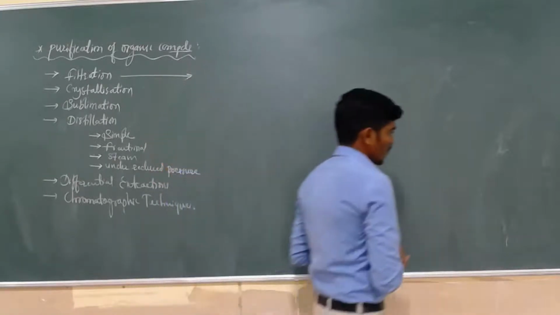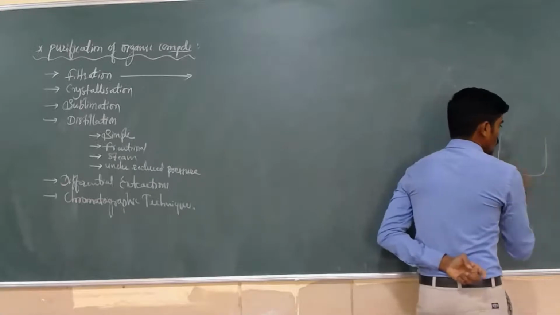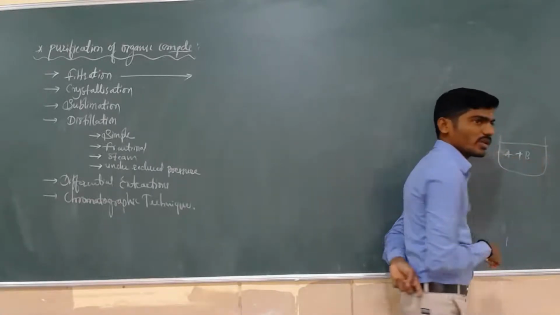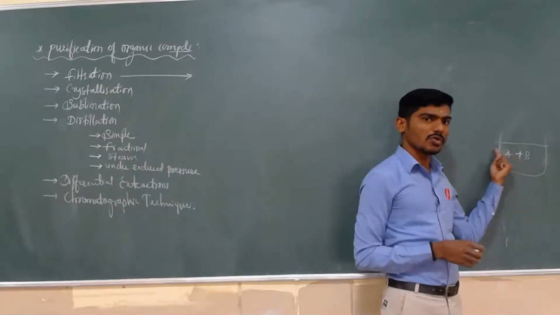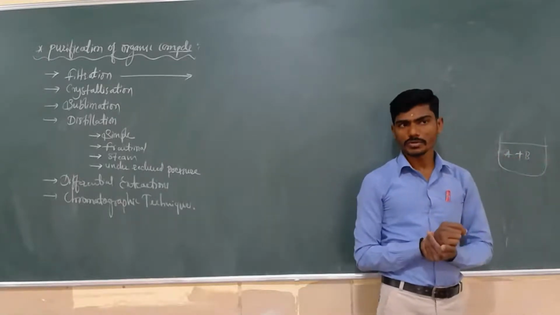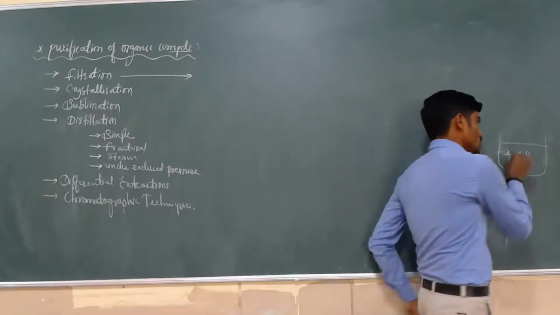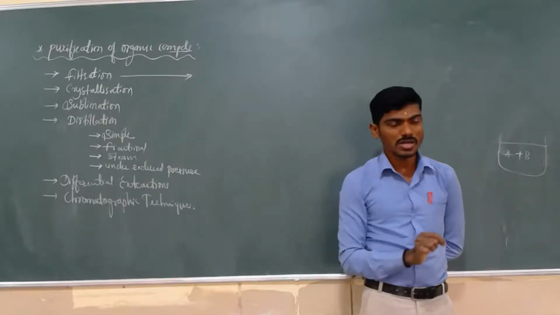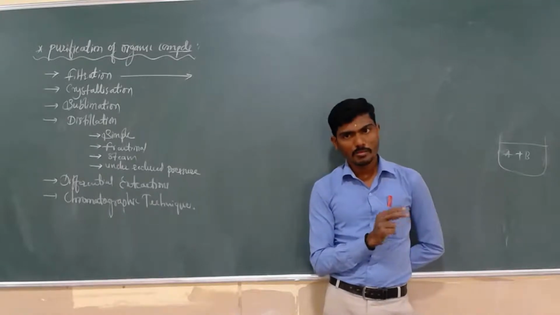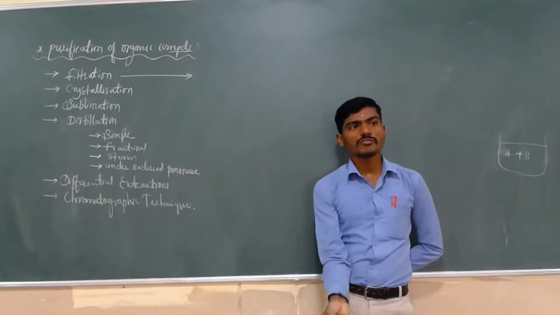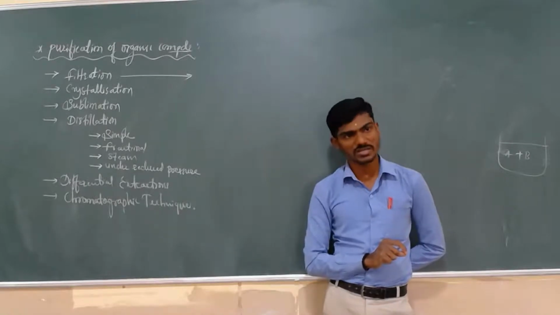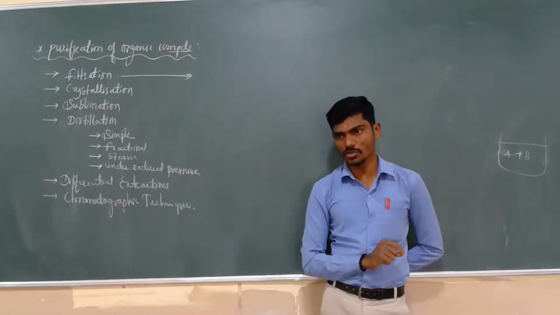For example, suppose you have taken two components, A and B, as a mixture. One is the pure component and the other one is impure. Now, if these two are readily soluble in water, can it separate? Because it is readily soluble, it cannot be separated from the solution. It cannot form crystals. Crystallization is not possible.